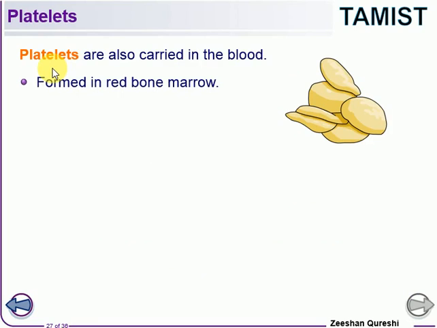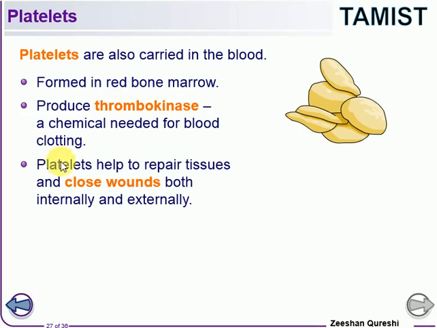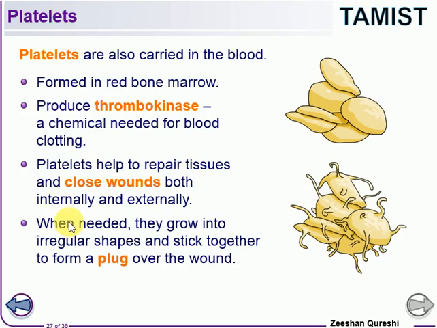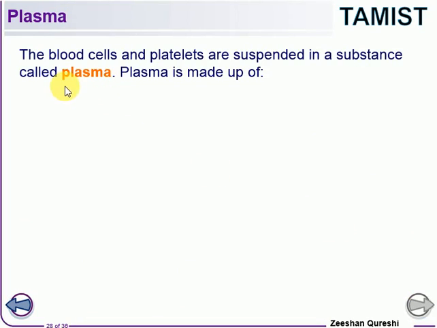The third type of cells are the platelets carried in the blood, which are formed in the red bone marrow. It produces thrombokinase, a chemical which is needed for blood clotting. Blood helps to repair the tissues and close wounds, both externally and internally. When needed, they grow into irregular shapes and stick together to form a plug over the wound. So how important do you think platelets are to sports performance?